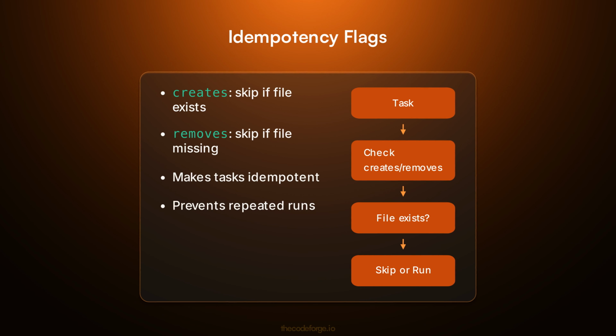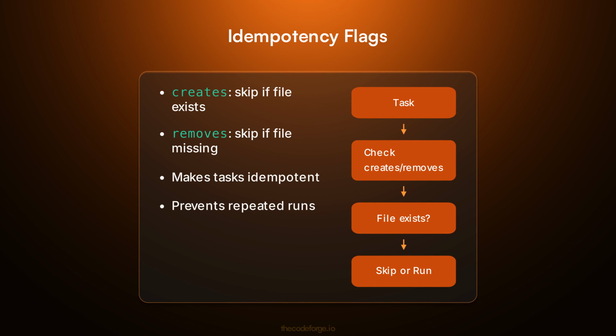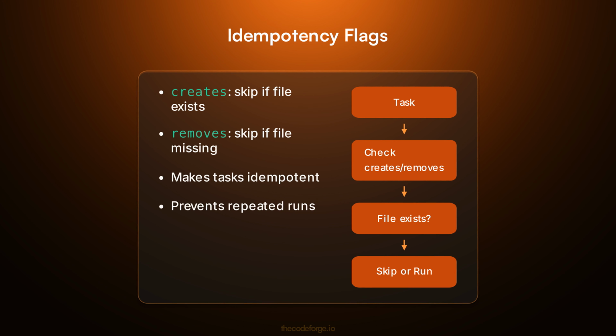The creates and removes flags are how you make command, shell, and script tasks idempotent. Creates tells Ansible to skip the task if a specified file or directory already exists. Removes skips if the file does not exist. Without these, every task runs every time, reporting changed and potentially causing data loss.